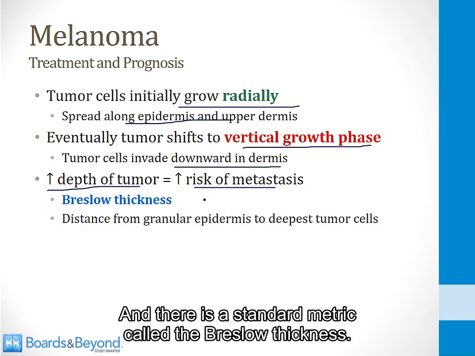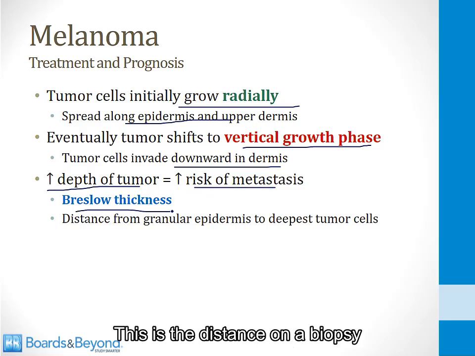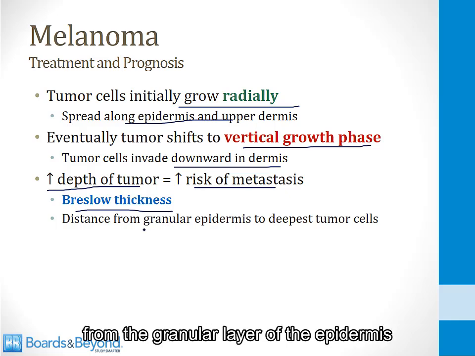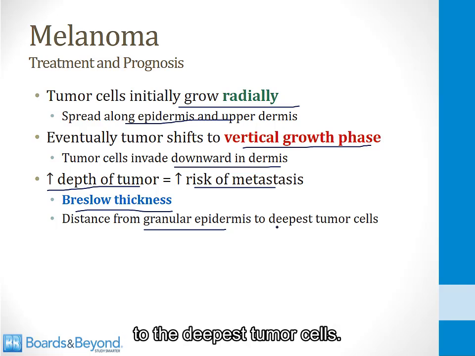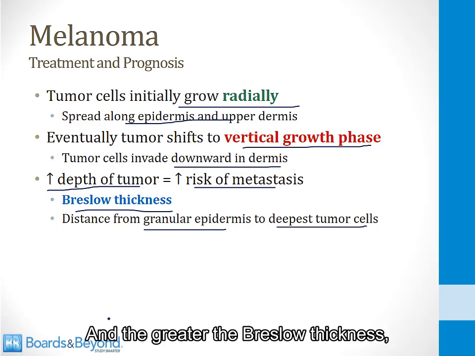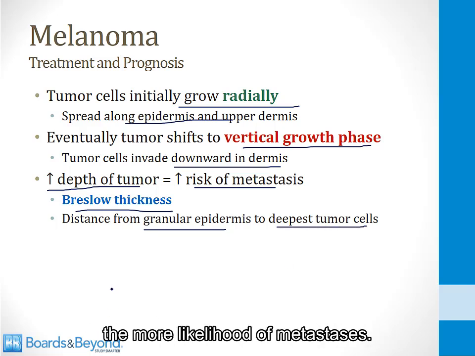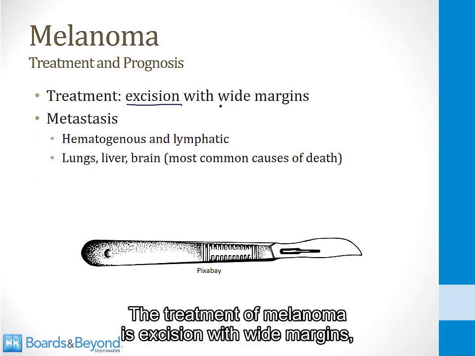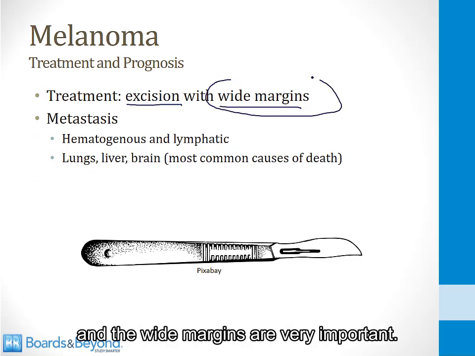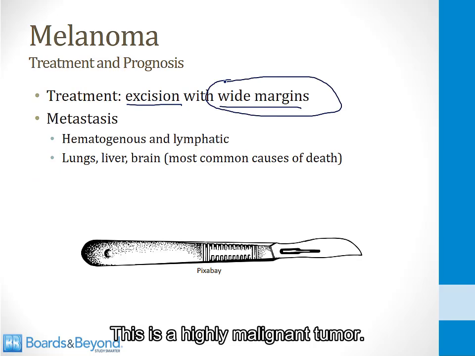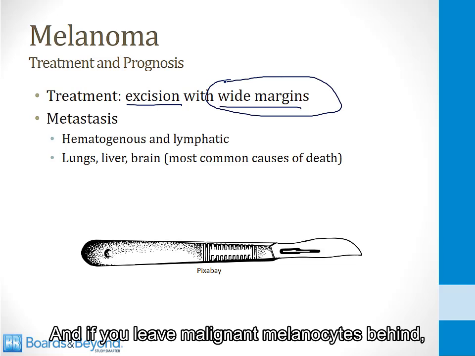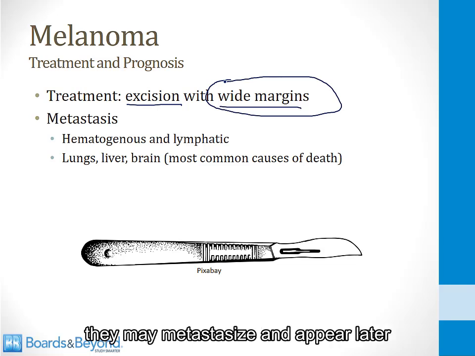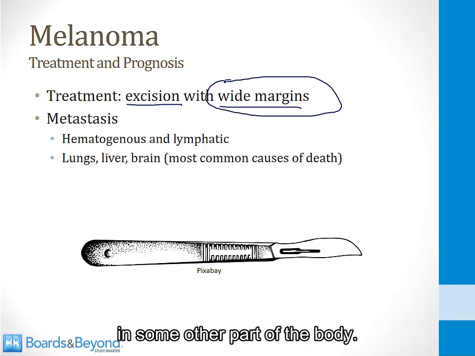And there is a standard metric called the Breslow thickness. This is the distance on a biopsy from the granular layer of the epidermis to the deepest tumor cells, and the greater the Breslow thickness, the more likelihood of metastases. The treatment of melanoma is excision with wide margins, and the wide margins are very important. This is a highly malignant tumor, and if you leave malignant melanocytes behind, they may metastasize and appear later in some other part of the body.